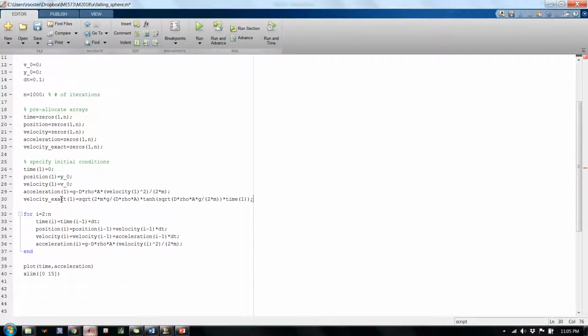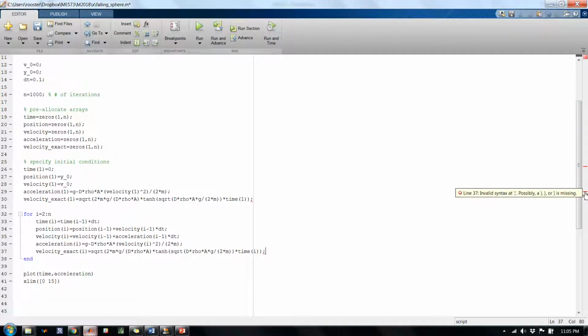Now, this is the exact function at the first time. Now, inside the loop, we're going to have to do the same calculation. So I'm just going to copy and paste the thing like this. But now this has to be index i, because we're looping from 2 all the way up to n, and then this over here has to be i also. Right? And of course that's going to yell at me over here and say something could possibly be missing.